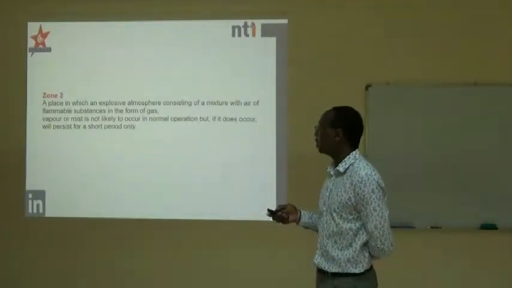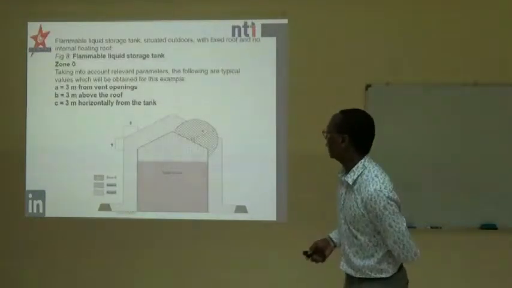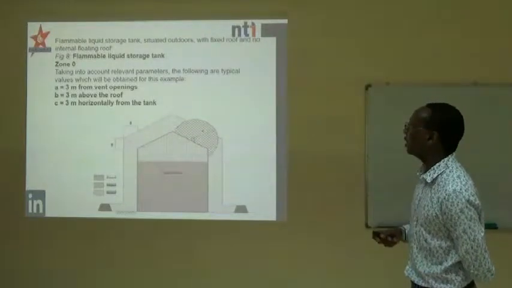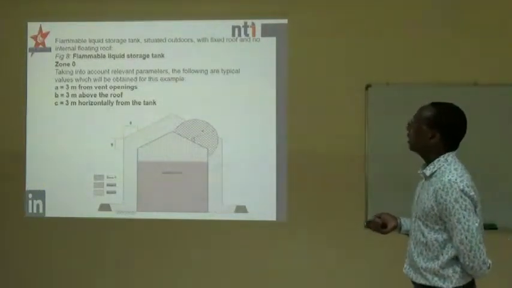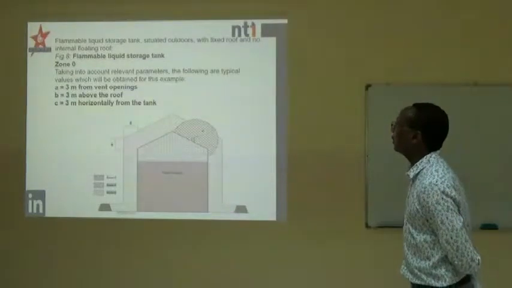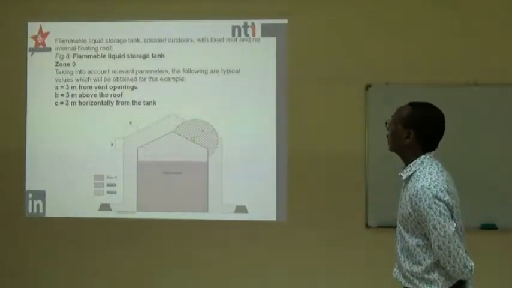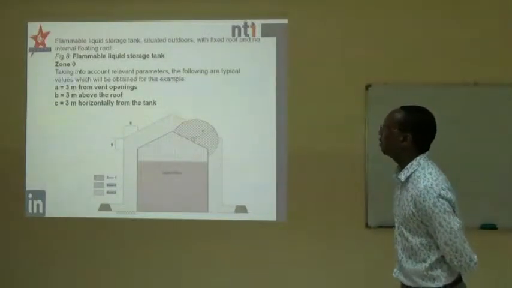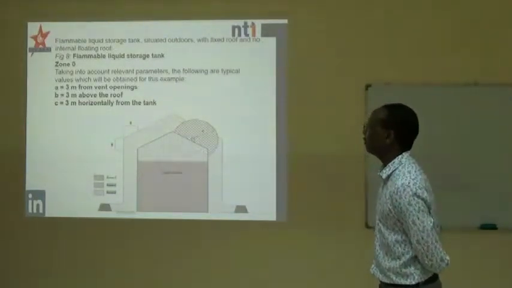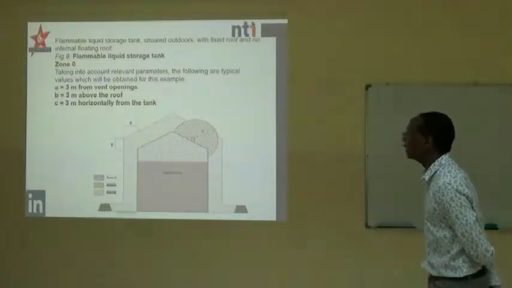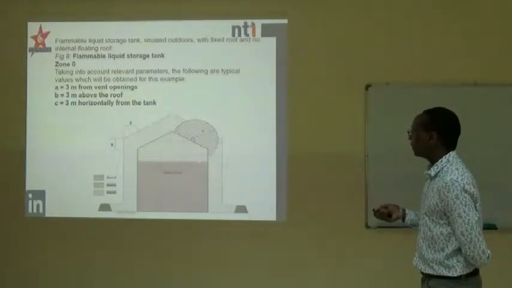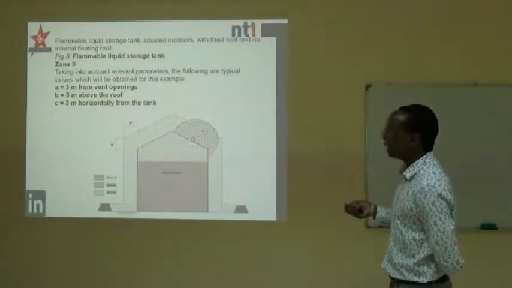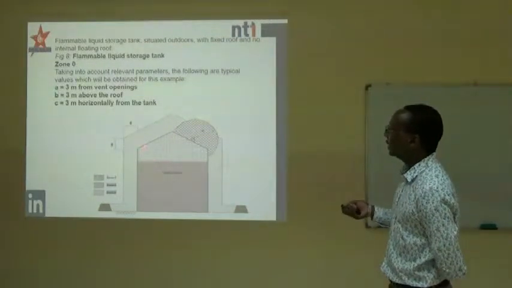That's zone 2. Now let's look at the examples here. I think the figure I've got here is self-explanatory. Flammable liquid storage tank, situated outdoors, obviously, with fixed roof and no internal floating roof. This is what we have in every site. We have seen this. So we are saying zone 0 is inside the tank. The vapor is present continuously inside the tank.